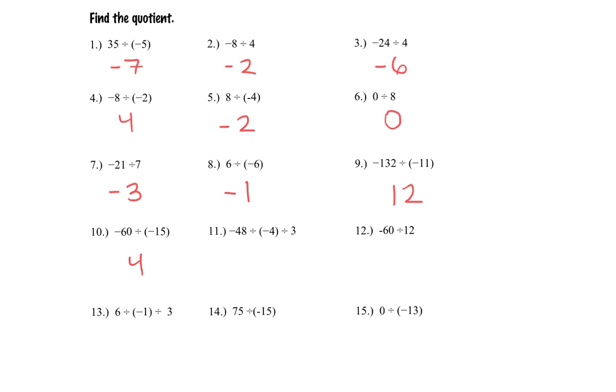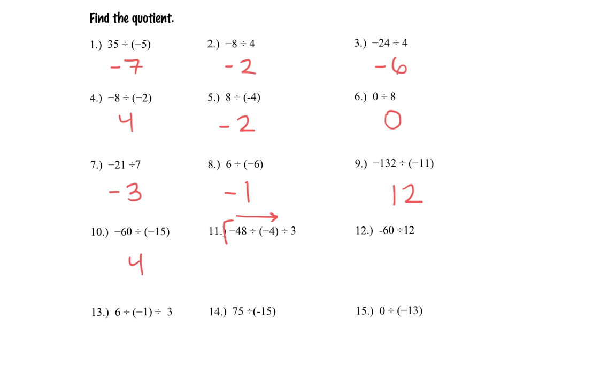Now, number 11 is the first one where we have 3. Just like multiplication, we're going to take it 2 at a time. But the difference is with division, you can't choose the order. Division has to stay in the order that it's in. So you have to solve this moving from left to right. You don't have a choice when it's division.